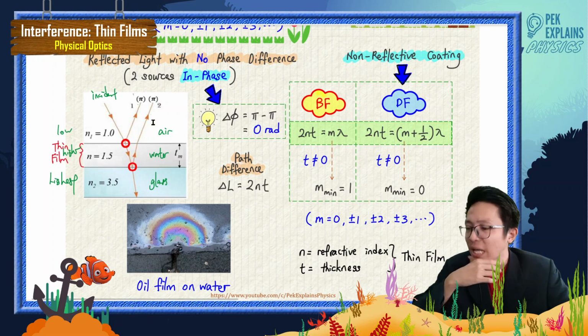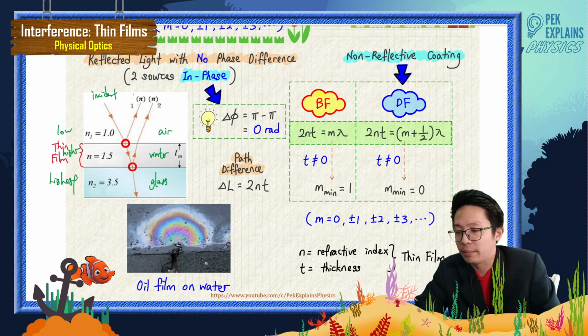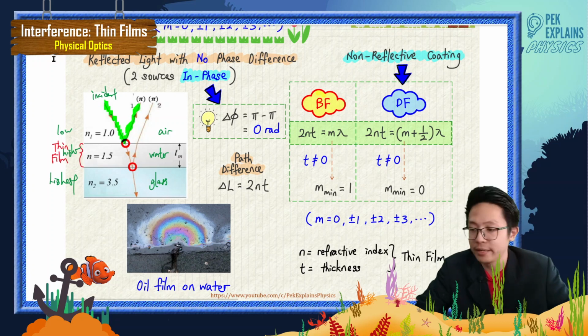So how about the second light? Just now I was talking about the first light, this path. That means from here, and then going here. This is the first light. This one gets a phase change. The first light gets a phase change of pi radian.